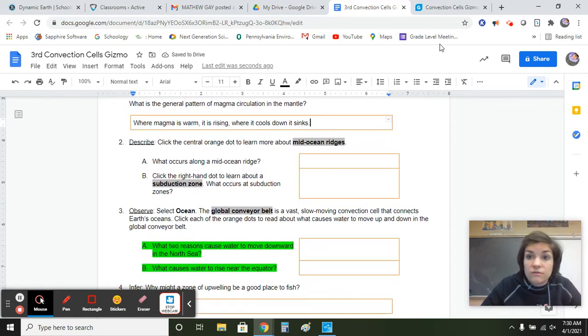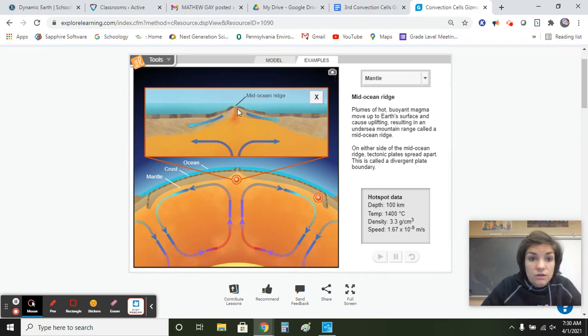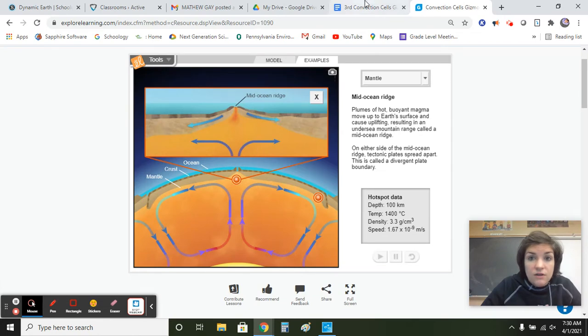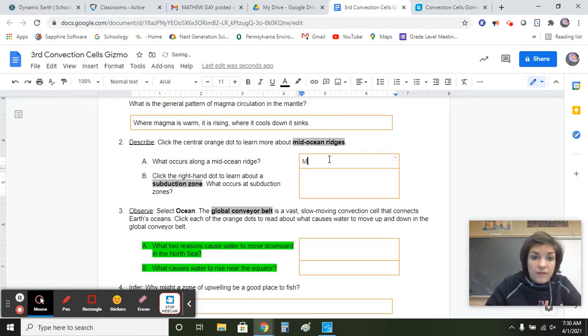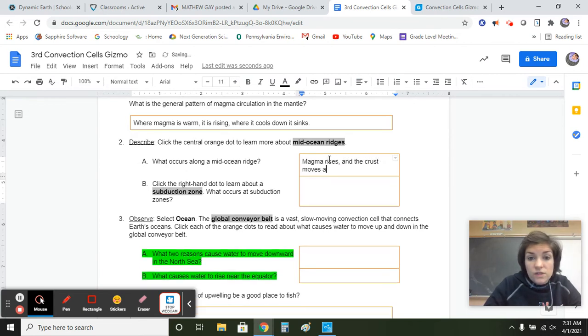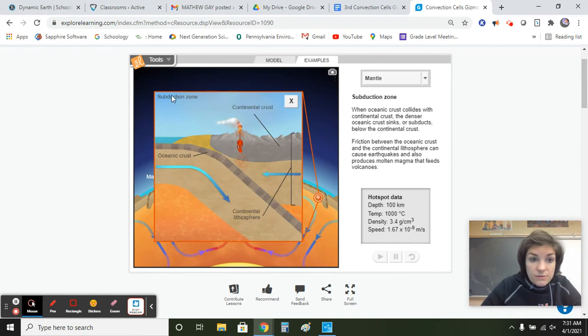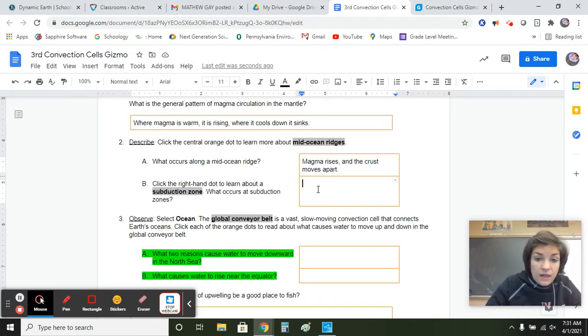At the mid-ocean ridge, here I clicked at the mid-ocean ridge. What occurs along a mid-ocean ridge? Magma rises and the crust moves apart. What happens at a subduction zone? Right here, subduction zone. The oceanic crust sinks back into the mantle.